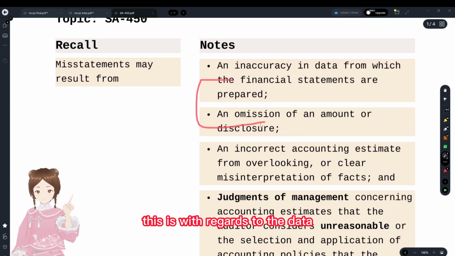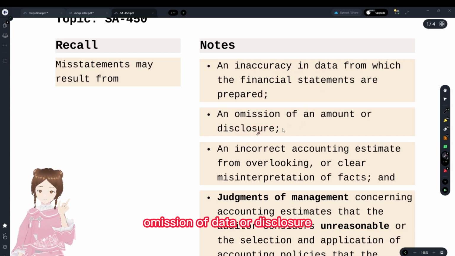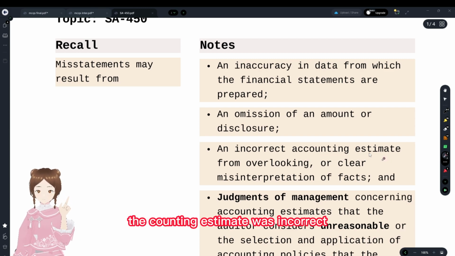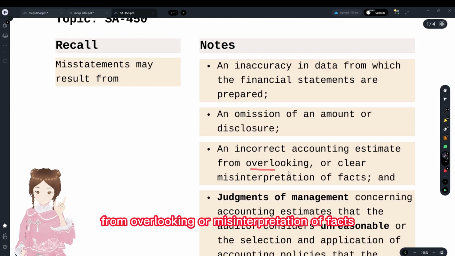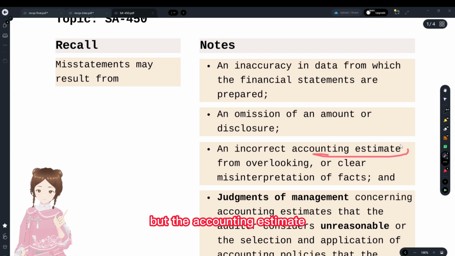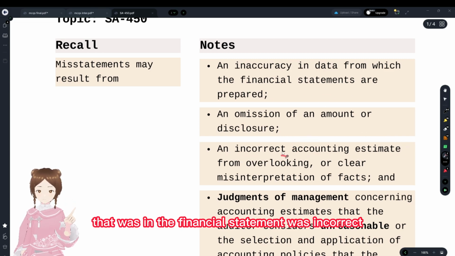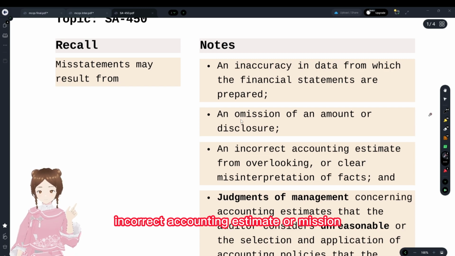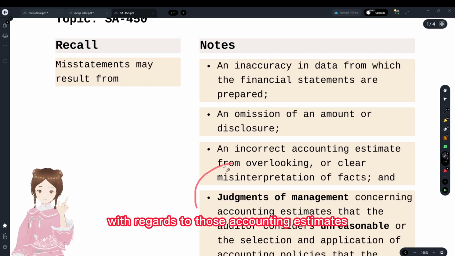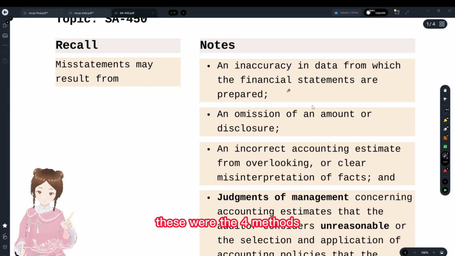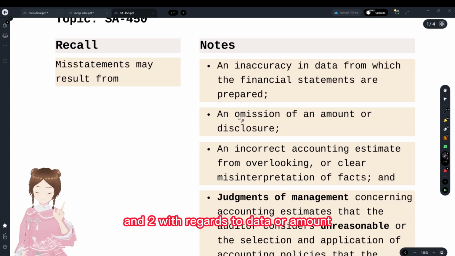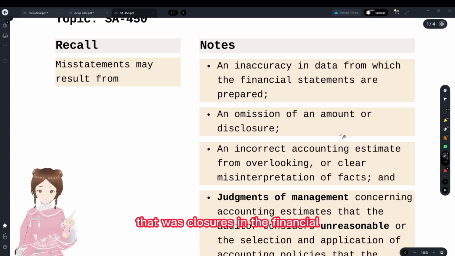The second thing, this is with regards to the data: inaccurate data, omission of data or disclosure. Second thing is accounting estimate. The accounting estimate was incorrect from overlooking or misinterpretation of facts. Whatever the reason, the accounting estimate in the financial statement was incorrect. Inaccurate data, incorrect accounting estimate, omission of any amount or disclosure, and the judgments of management with regards to those accounting estimates were unreasonable. These were the four methods, two with regards to accounting estimates and two with regards to data or amounts disclosed in the financial statement.